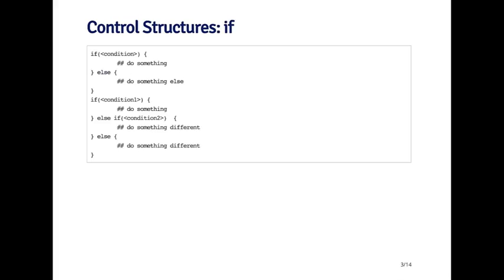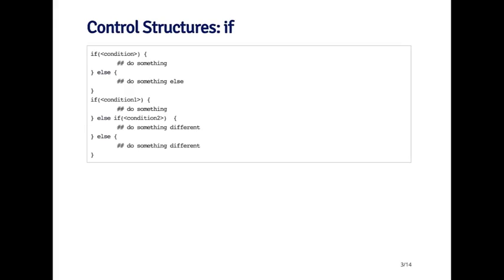So the first structure is if. The if combined with else allows you to test logical conditions and to let the R program do something, depending on whether or not that condition is true or false. So if the condition is true, then you do something, else you do something else. That's a typical kind of construct.